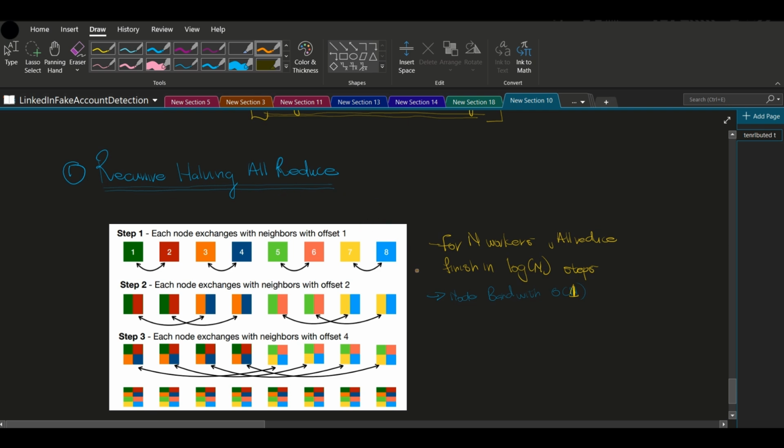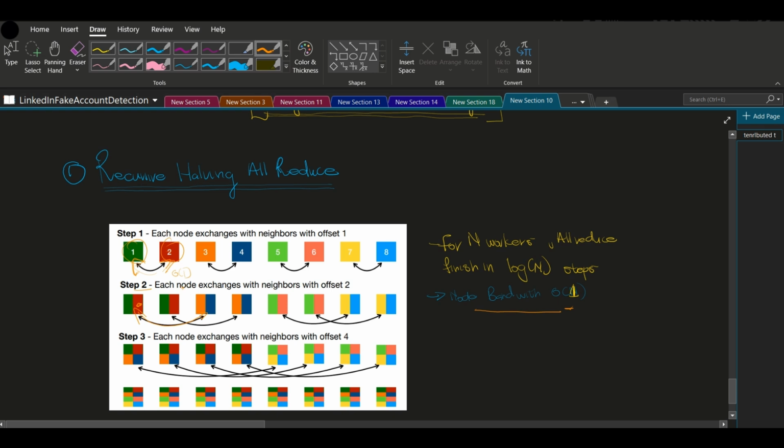You can think of this as, for all n workers, all reduce finishes in log n steps, and the node bandwidth is O of 1. This is mainly because these two nodes exchange their gradients and aggregate. Then they go to step 2, exchange with this one, and you see that there are only two communications between this and this. So this is O of 1 bandwidth.